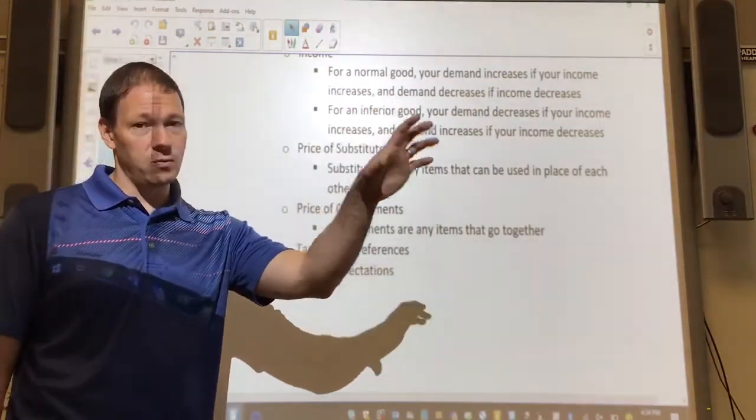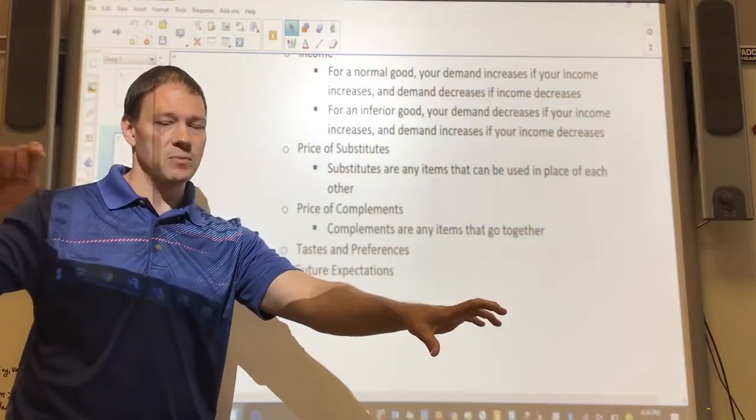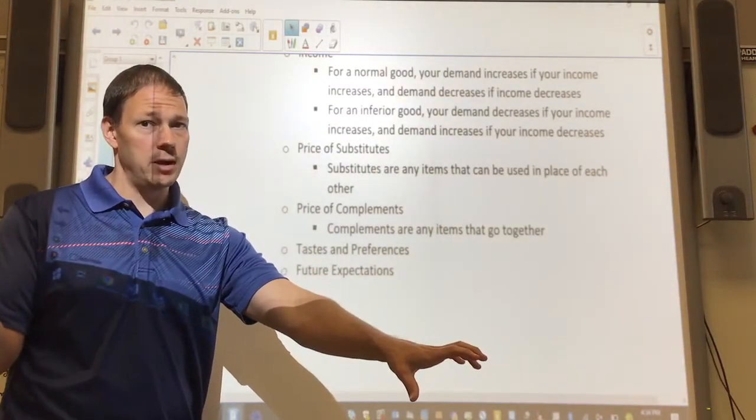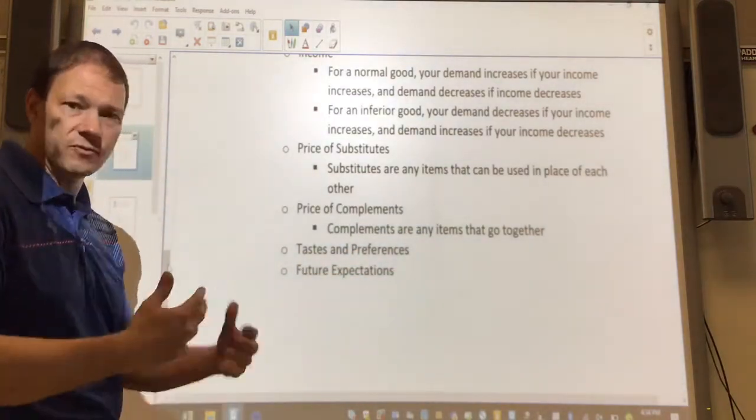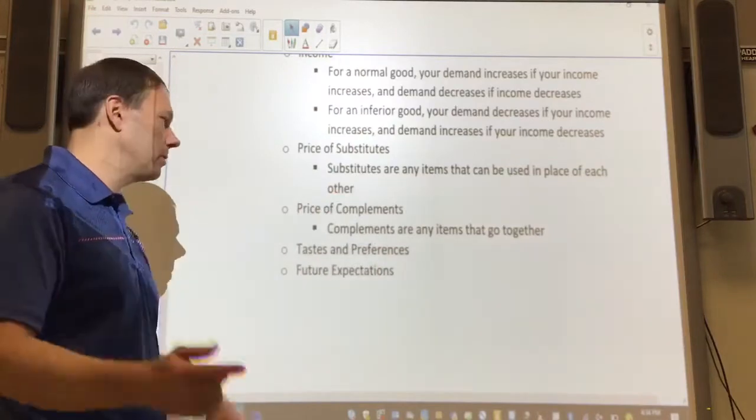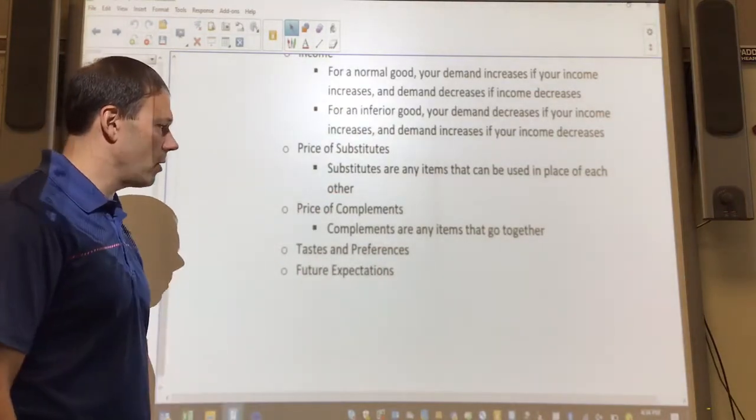So the price of the roast got cheaper. That increased my demand for the marinade. I wasn't going to buy the marinade just to buy it, but now that I'm buying the roast, I'm buying the thing that goes with it. Okay, and vice versa. If roast is expensive, I'm not buying it, not buying the marinade. So those are complements, two things that go together.